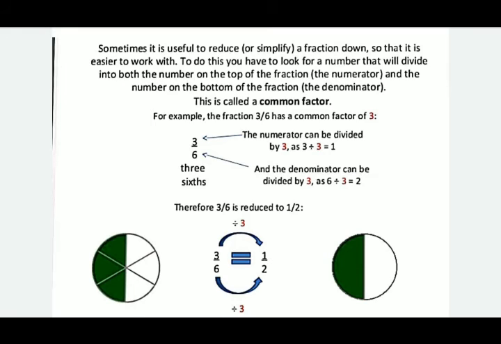Now let us see whether 3 by 6 and 1 by 2 are equal or not. Here you can see in the figure that out of 6 equal parts, 3 are shaded. And on the next, you can see out of 2 equal parts, 1 is shaded. Then the green parts on both sides are equal. So we can say that 3 by 6 and 1 by 2 are equal. So whenever you are told to reduce, or get the simplest form, or simplify the fraction, then you have to find out the common factor, and after that you have to divide by the same number.